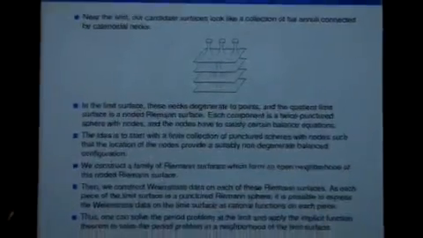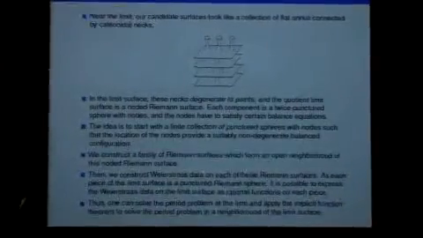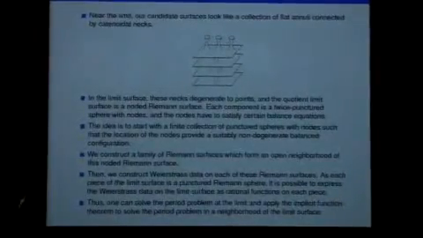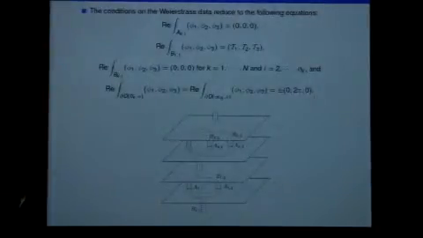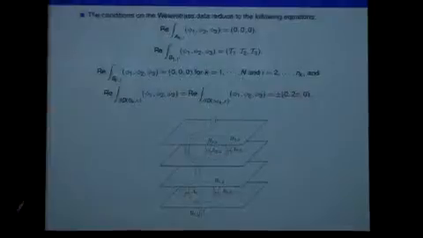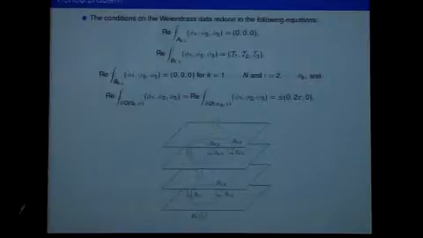Okay, so solving the period problem at the limit. The trick is then to be able to apply the implicit function theorem in a neighborhood of the limit to solve the period problem in a neighborhood. Now, you've seen the Weierstrass data in general for some settings. Here's what the period problem would reduce to for my surfaces.